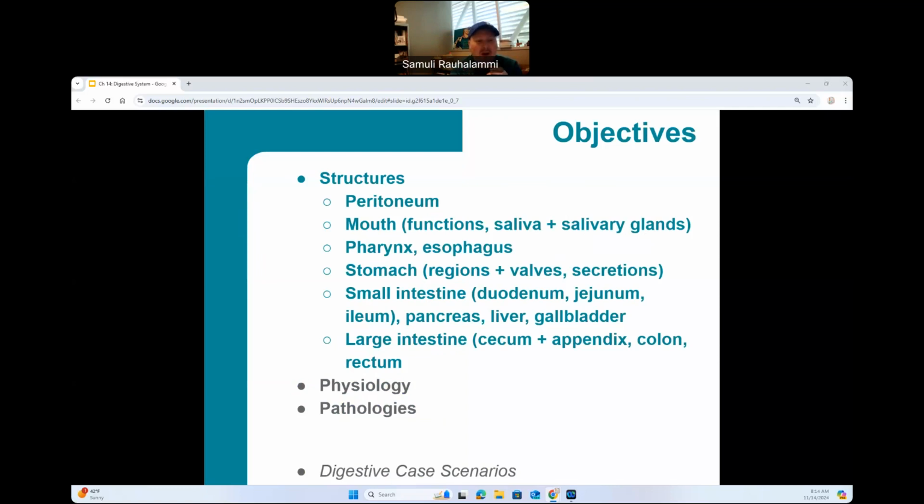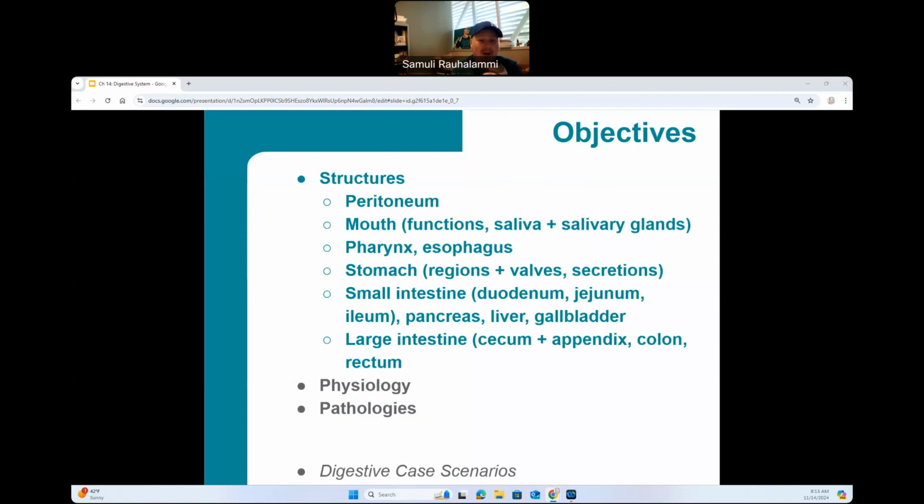So we'll talk first a little bit about a concept that I've mentioned in the past in passing in terms of anatomical locations. We'll look at the peritoneum. Then we'll talk also about the mouth region. We'll spend a little bit more time on that, looking at different structures within the mouth, understanding its function, understanding, for example, saliva, salivary glands, to highlight some of the important ones.